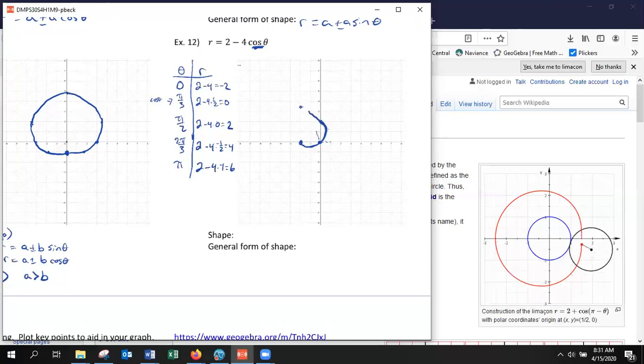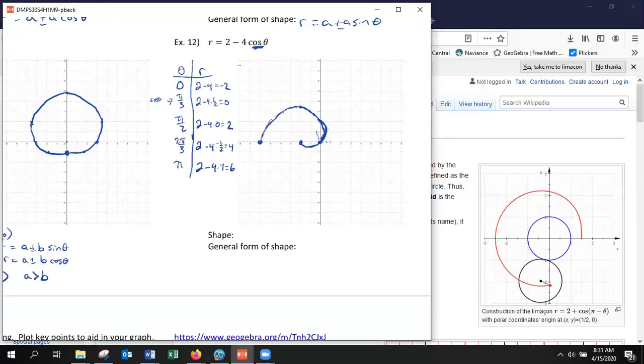So we're going to extend this a little bit further. That's not curved enough for me, so let me try that one more time. So it comes like this. That's better. And then at pi, I have a radius of 6, which will be right here. So this graph gets extended like so.